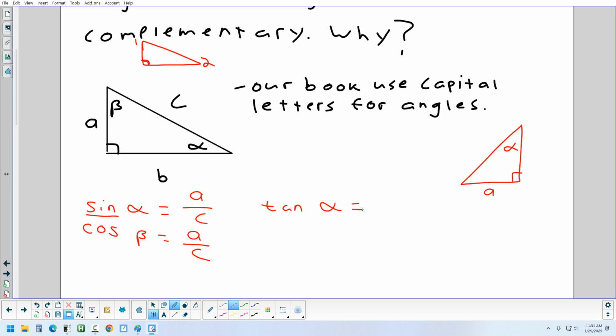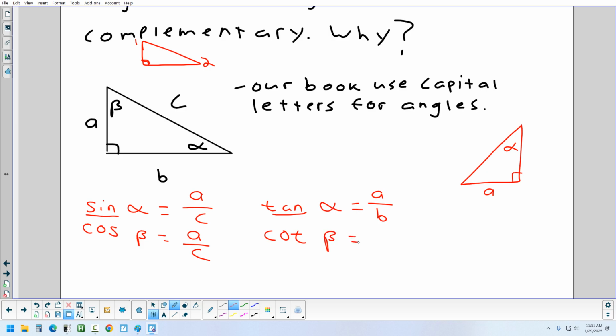Yeah, that's A over B. All right, so now let's make up a new problem. What trig function do you get if you put the word co in front of that one? Yeah, cotangent. And what angle is complementary to alpha? Yeah, beta. Okay, let's find the cotangent of beta.